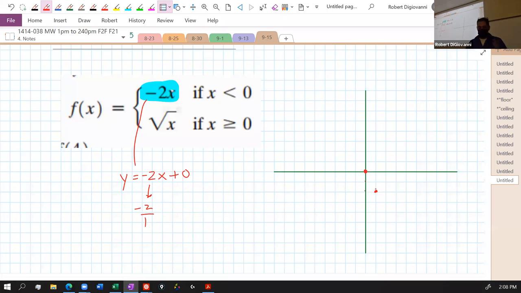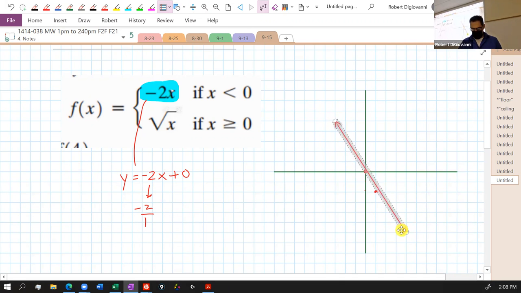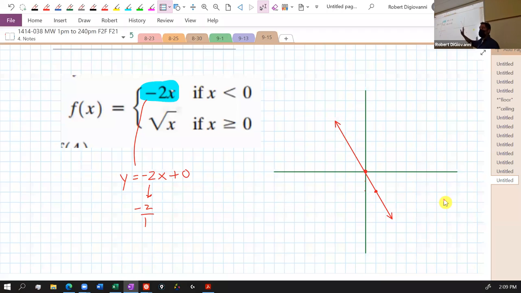Now we have to be kind of precise here. So I'm gonna use my computer to draw a line. Every time I do this, it never wants to cooperate. Ooh, that's not bad. Okay, there we go. That would be the line negative 2x, right? But we don't want that line. We want that line only to the left of zero, right? Only to the left of zero.